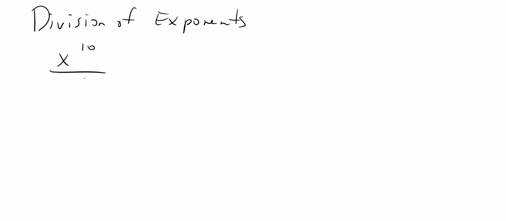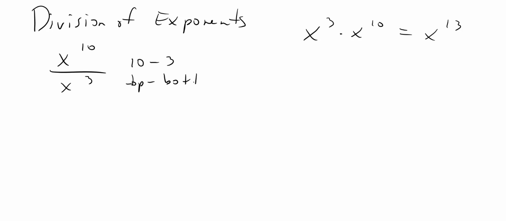Okay, so let's go on to division now. So division of exponents. If I give you guys x to the 10th over x cubed. So think logically. If multiplication, if I said x cubed times x to the 10th, you add the exponents, what do you think you do when you do division? Aha! You subtract. So it's basically you're doing 10 minus 3. You're always doing the top exponent minus the bottom exponent. So 10 minus 3 is 7. So your answer is x to the 7th.